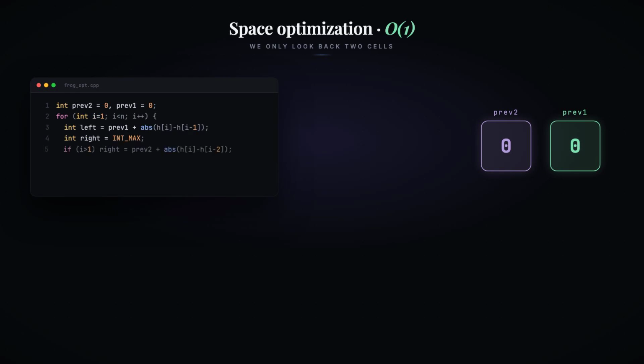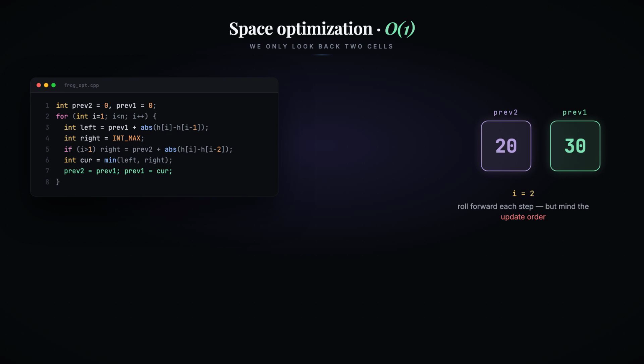One last optimization. Notice we only ever look back 2 cells, so we don't need the whole array. Keep 2 variables prev1 and prev2. Roll them forward each step, but mind the update order. Save the current value, then shift prev2 to prev1 and prev1 to current. Time order n, space order 1.